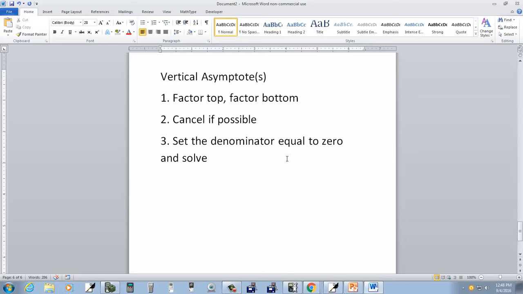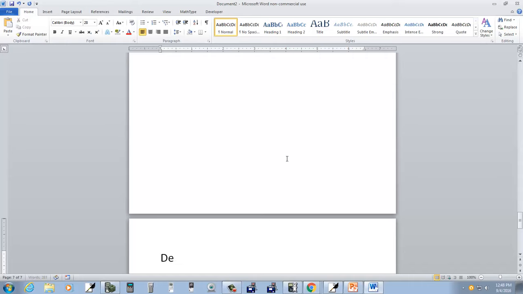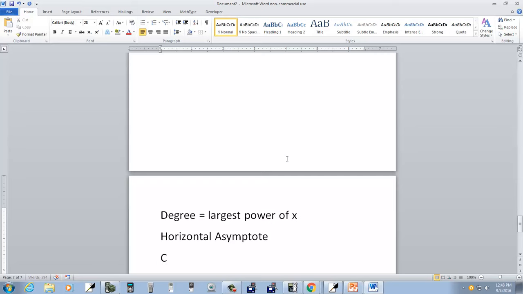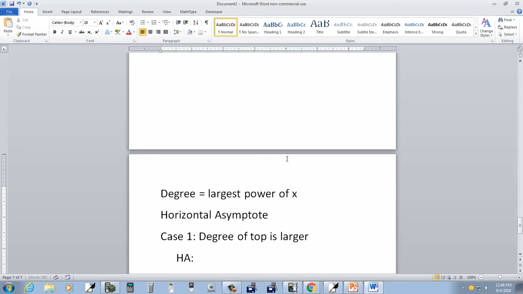Okay, now let's talk about a horizontal asymptote. Remember, a degree is the largest power of x. And I've been referring to the top of the fraction, the numerator, and the bottom of the fraction, the denominator, as top and bottom, so keep that in mind. Horizontal asymptote. We have 3 cases. Case 1. The degree at the top is larger. Then there is no horizontal asymptote.